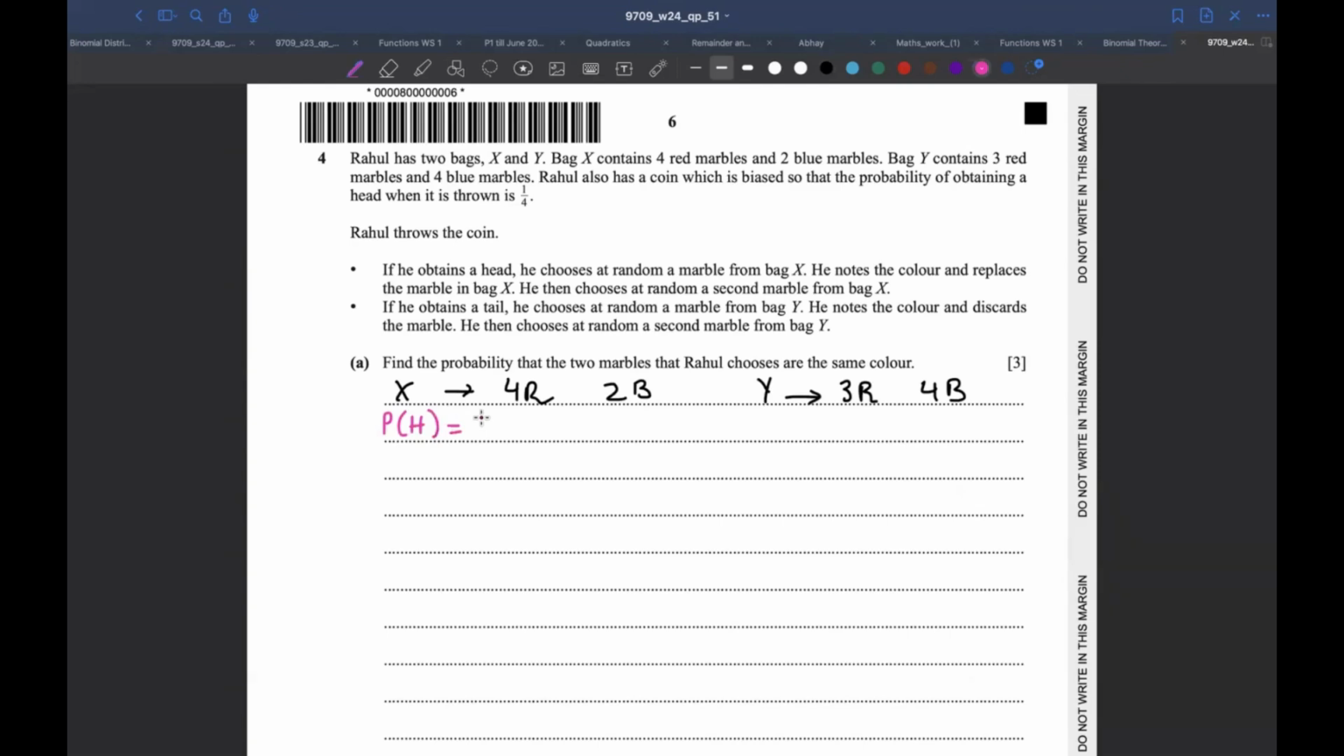The probability of obtaining a head is 1 upon 4, which means the probability of obtaining a tail should be 3 upon 4, right? Rahul throws the coin. If he obtains a head, he chooses at random a marble from X. He notes the color and replaces the marble. It means the total number remains the same.